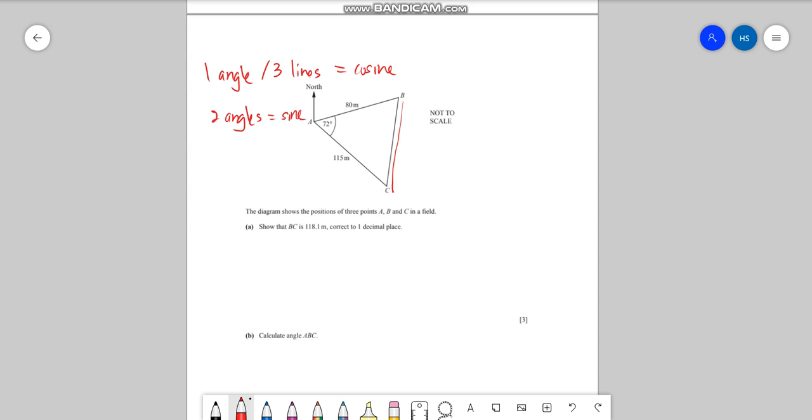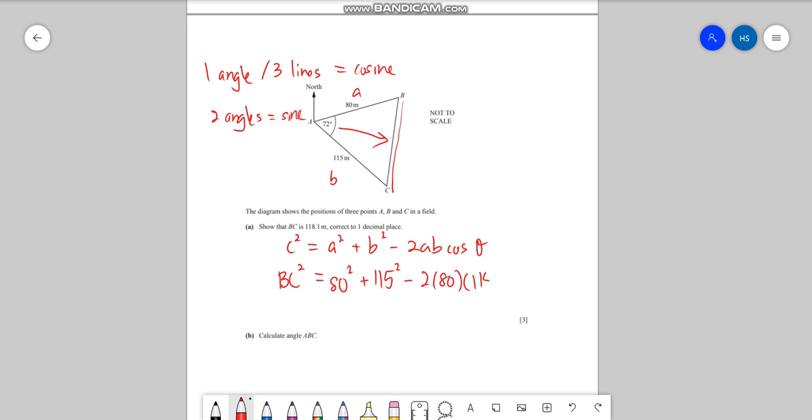So first step, write out your formula. C squared equals A squared plus B squared minus 2AB cos theta. In this question, BC is opposite to my angle 72. So my BC is the C. So I put it in. BC squared equals A squared, which is my AT. So AT squared plus 115 squared minus 2 times AT times 115. Then cos the theta here is 72.